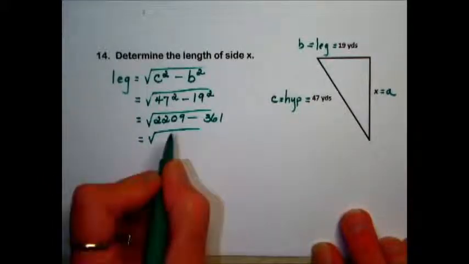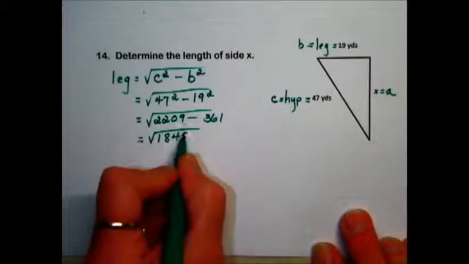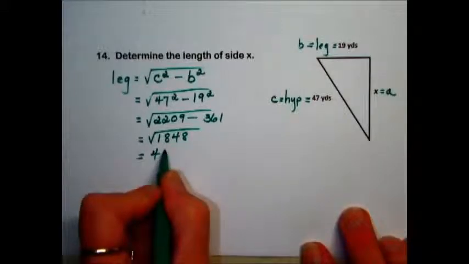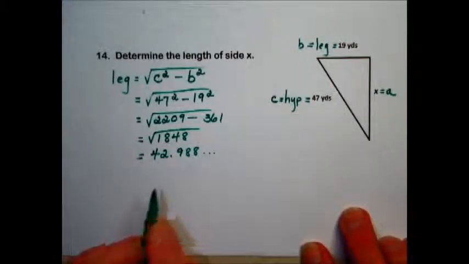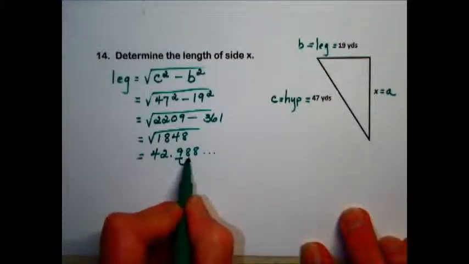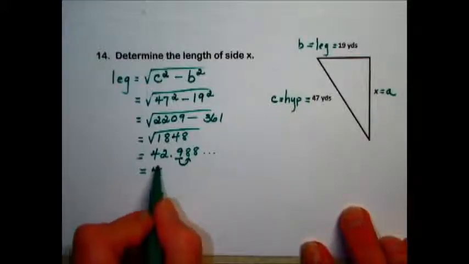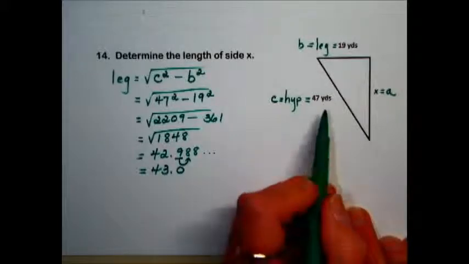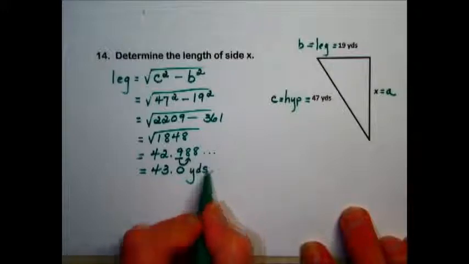Next we subtract. Subtracting gives us 1,848. And finally, taking the square root, we will have a value of 42.988. Continuing on, rounding to the nearest tenth. There's enough in the hundredths place to bump our 9 up. So rounding this to the nearest tenth, we would call this 43.0. And since the hypotenuse and leg are in yards, the missing leg will also be in yards.